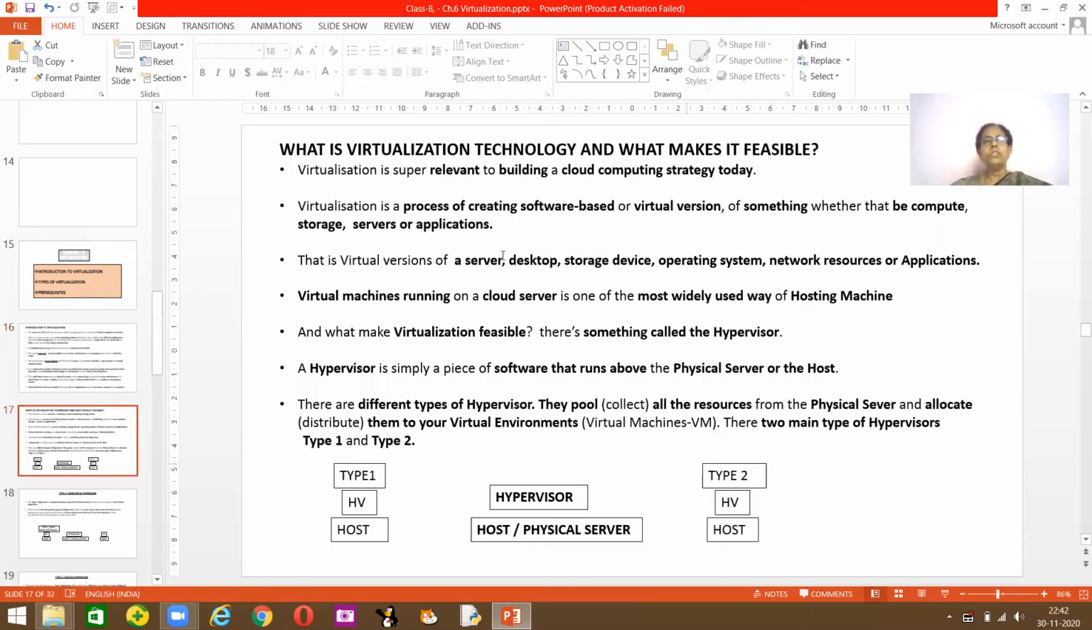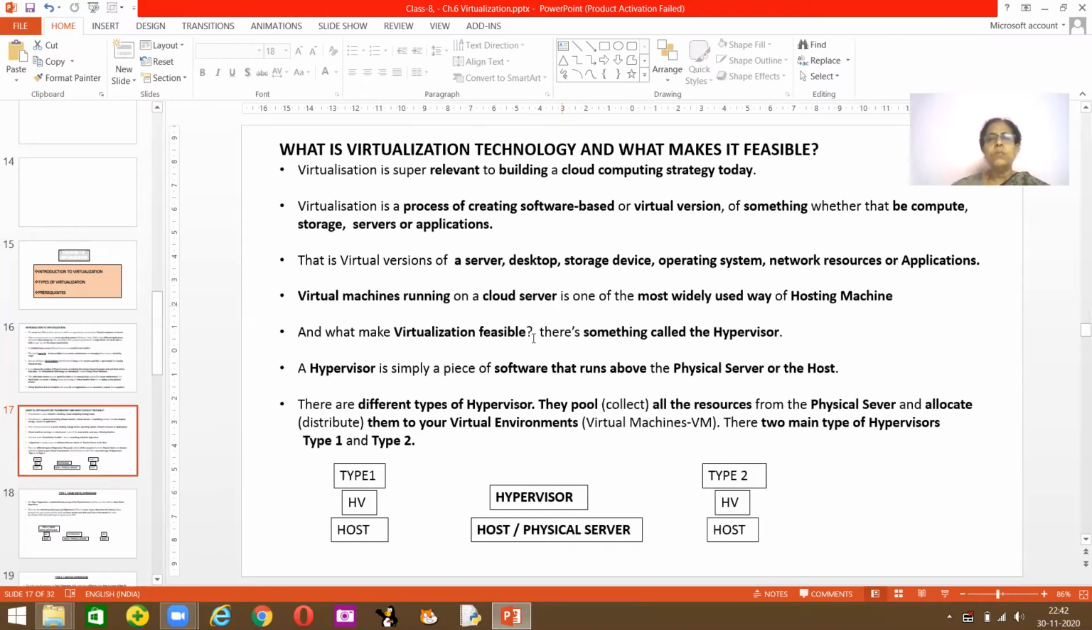Now, what is virtualization technology and why is it feasible? Virtualization is a process of creating software-based virtual versions. It's a virtual version because it's on the internet. Things like compute, storage, servers, and applications are all done through virtual versions.